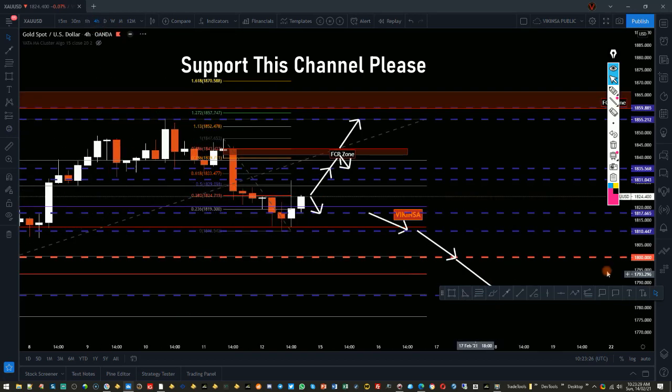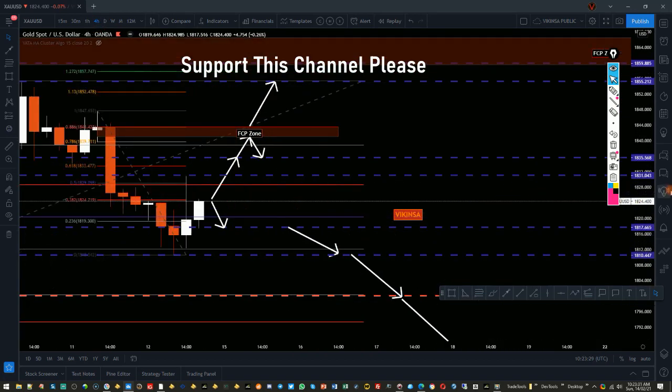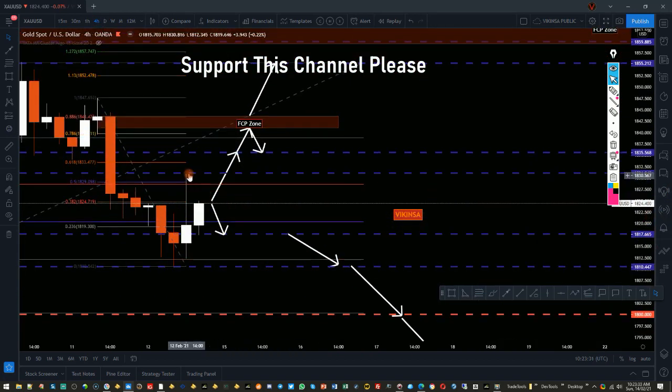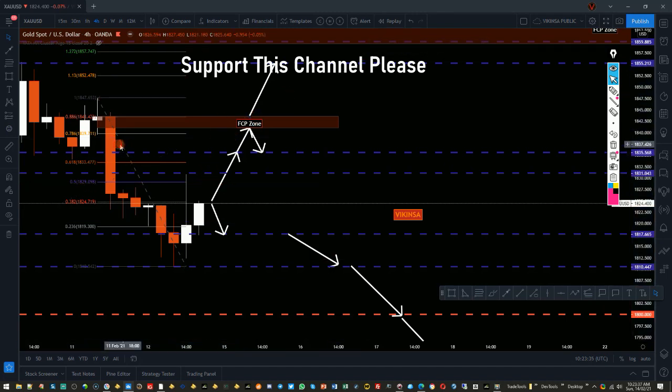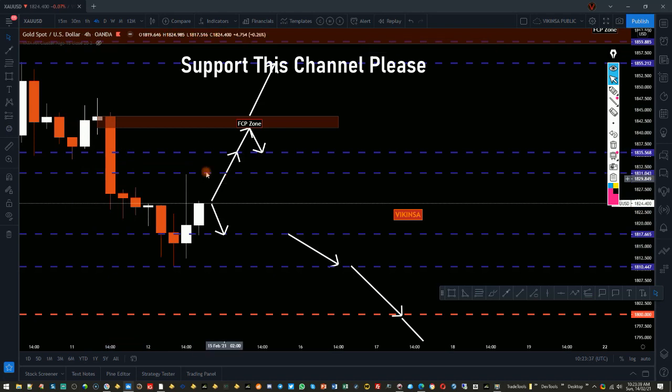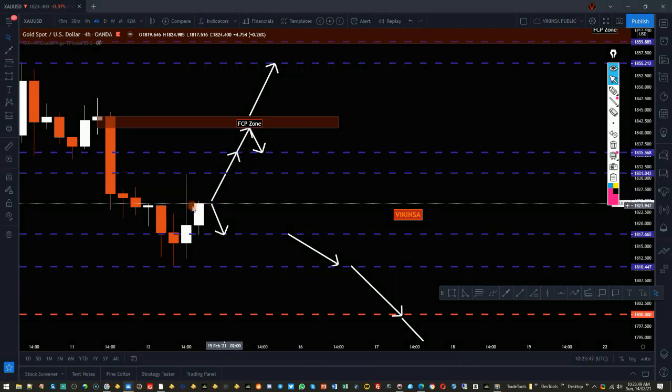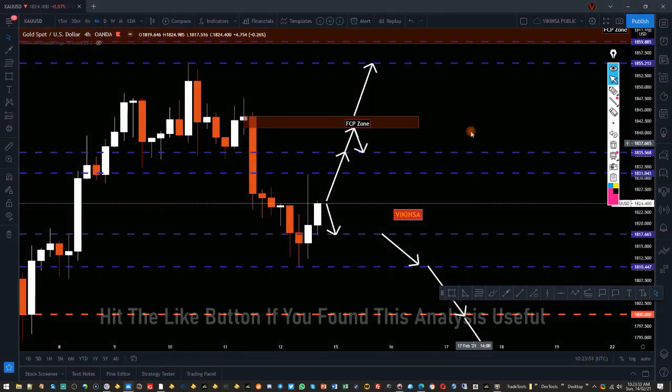So if we come here, remember, it needs to go through this level, this midpoint. Let me just quickly remove some of this fib so that you know what we're looking at. It needs to go through this level before it reaches 1839, or near about this level of 1835 to 1839, near about that level or so. So that's what we're looking at if it starts to go upwards from here. Okay, so this is what we have on gold.